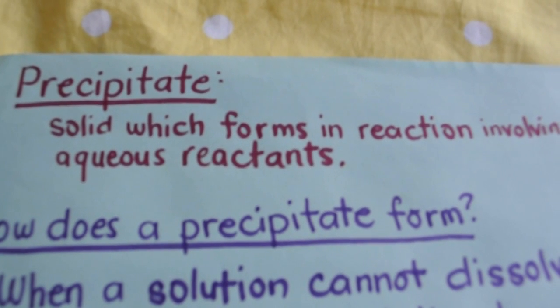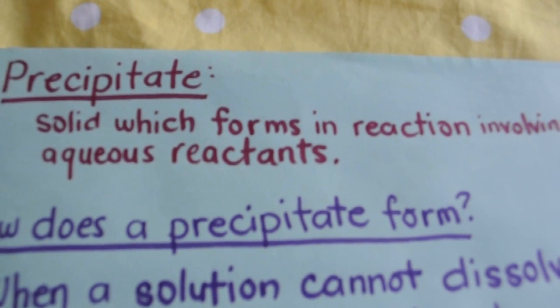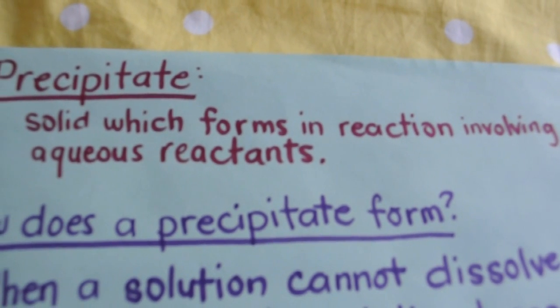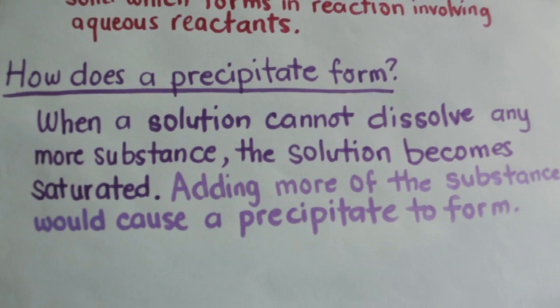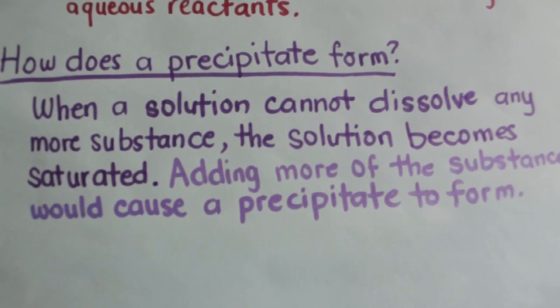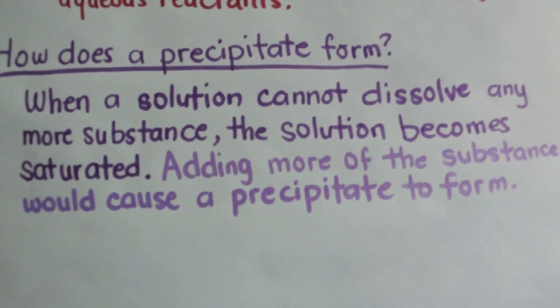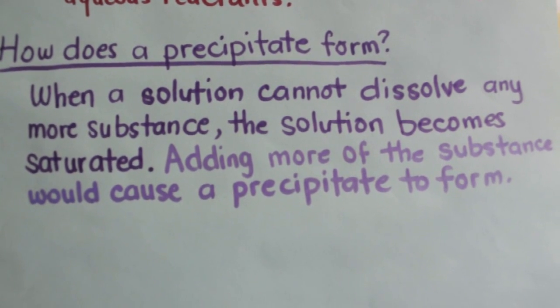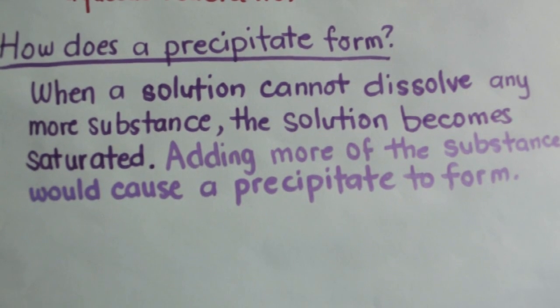So what is a precipitate? A precipitate is a solid which forms in a reaction involving aqueous reactants. How does a precipitate form? When a solution cannot dissolve any more substance, the solution becomes saturated. Adding more of the substance would cause a precipitate to form.